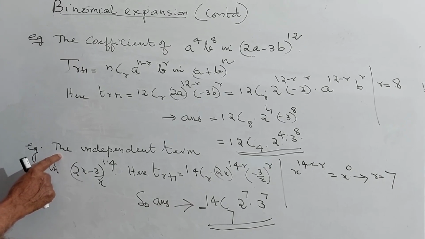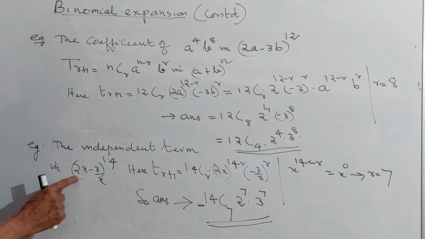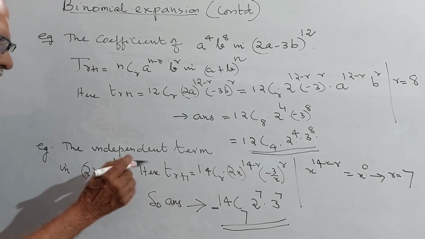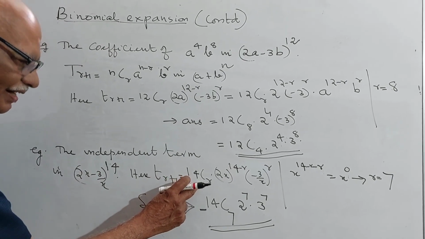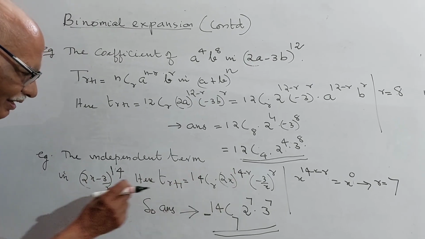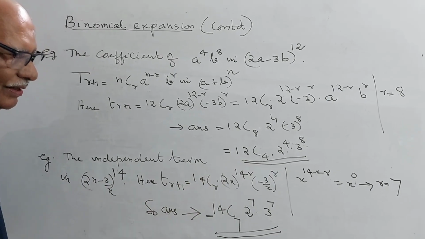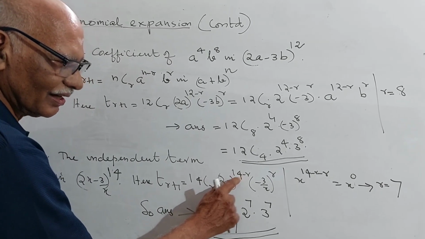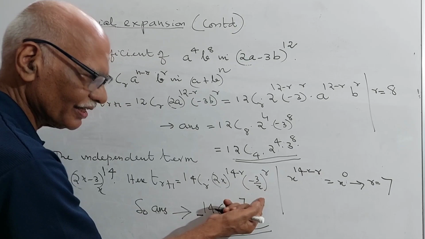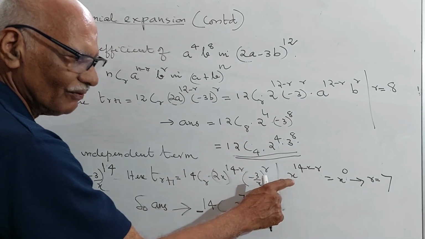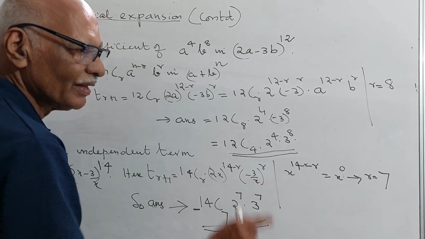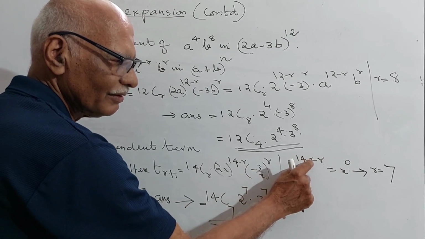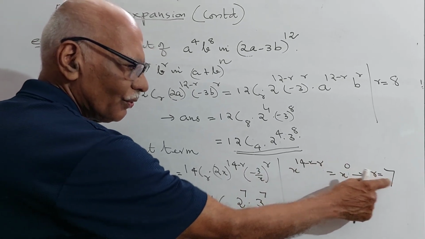Another example, the independent term in the expansion of (2x minus 3 by x) the whole raised to 14. Here T(r+1) is 14Cr, then (2x) raised to 14 minus r into (minus 3 by x) the whole raised to r. Now we require the power of x. Here the power is x raised to 14 minus r. Here the power of x is r in the denominator, so it becomes minus r. So the power of x is 14 minus r, and we require the independent term, means power is 0. So 14 minus r should be 0, giving you r equals 7.